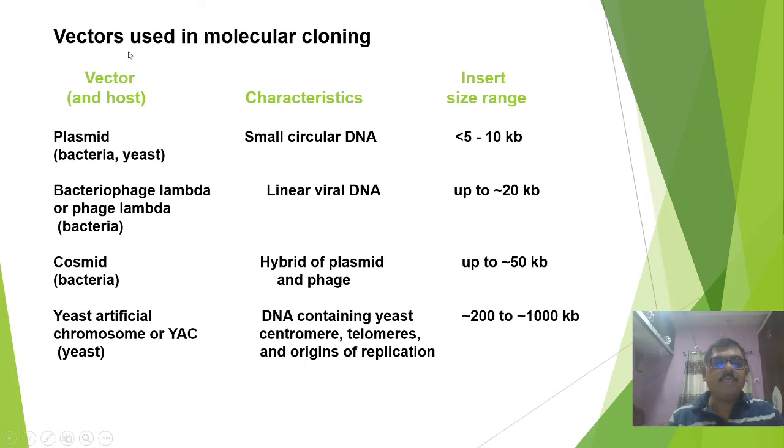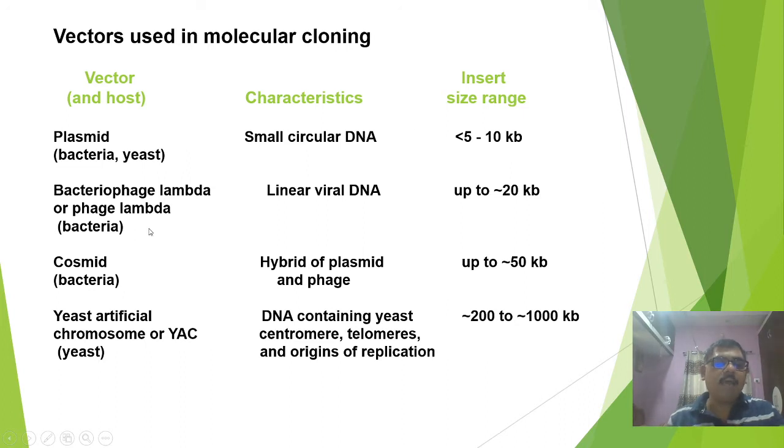The vectors used in molecular cloning are the plasmid, which may be isolated from bacteria, and the hosts used are bacteria and yeast. Then bacteriophage lambda or phage lambda, then cosmid and the yeast artificial chromosome. These are the vectors. Then what are the characteristics of these vectors? Plasmids are small circular DNA and the size is 5 to 10 kb or kilobase.